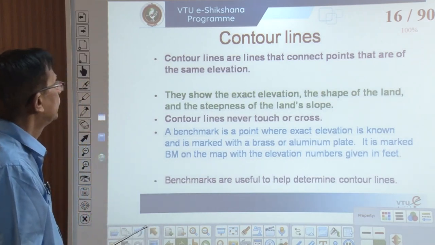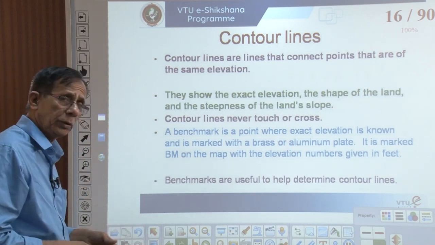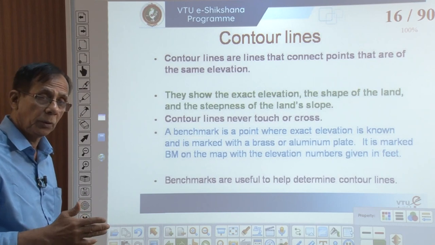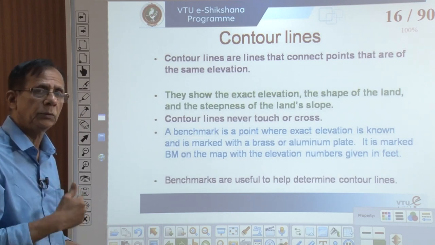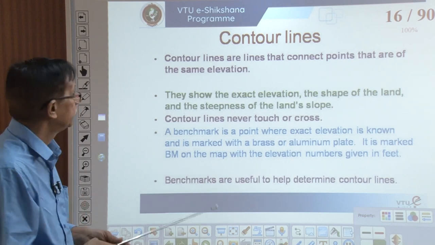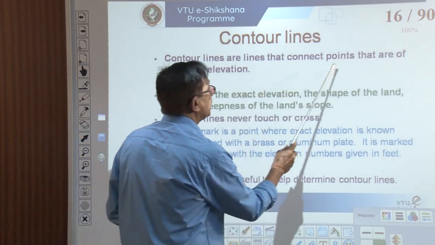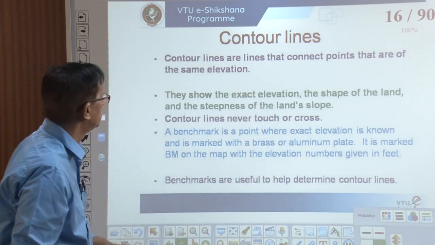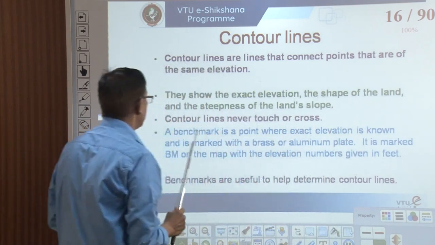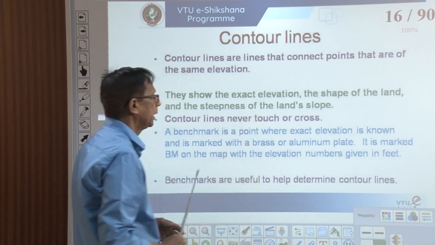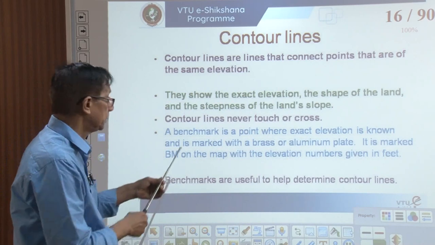We have mentioned just the contour lines in the topo sheet, those are very important. Now, what is the scale of the topo sheet? 1:25,000, 50,000, 1 lakh, like that, different. These are helpful for us. Now, contour lines are lines that connect points that are of the same elevation. They show exact elevation, the shape of the land and the steepness of the land, the slope, etc. I can derive from the topo sheet this contour.